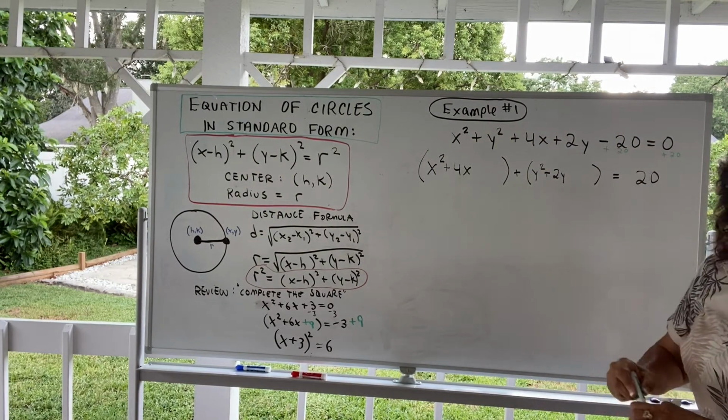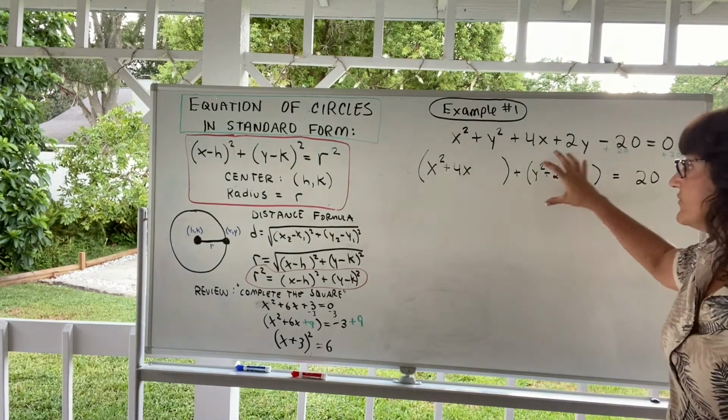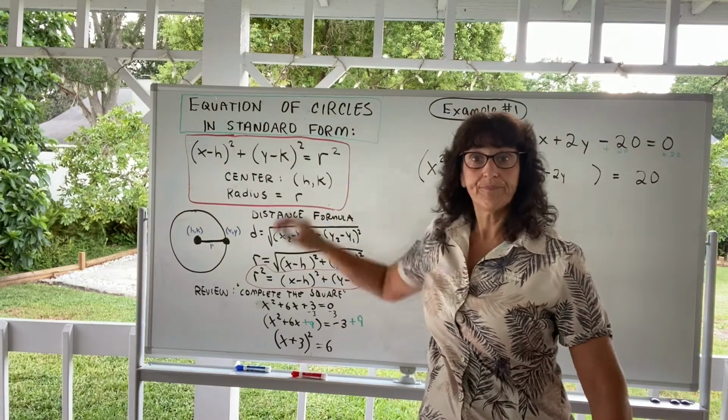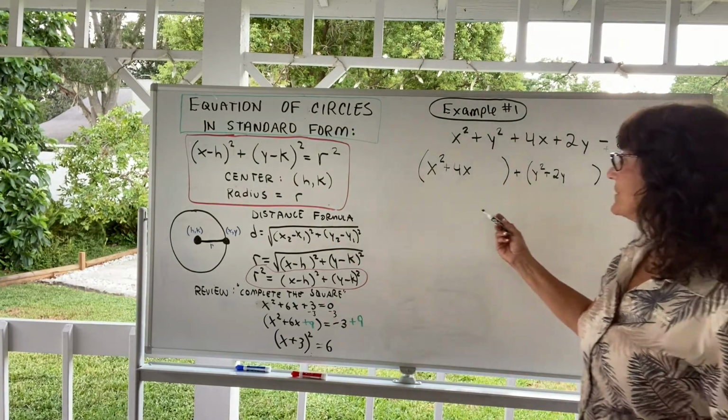So you regroup, and you start by putting your x's together, group your y's together, because you see it taking form, all right? Now complete the square. How do we complete the square?